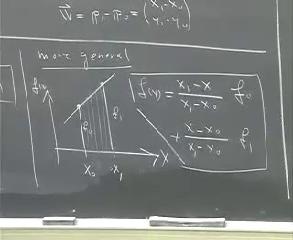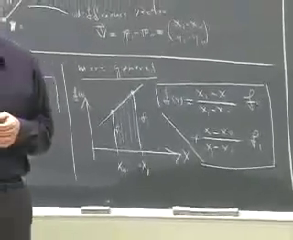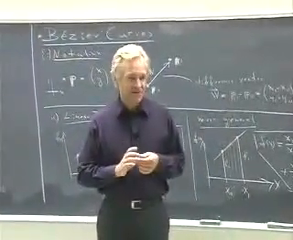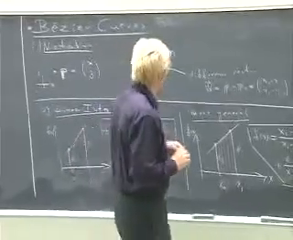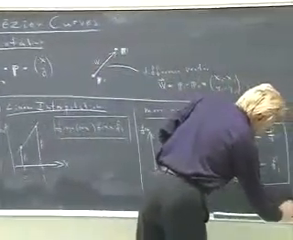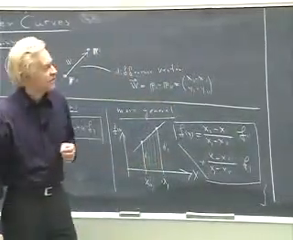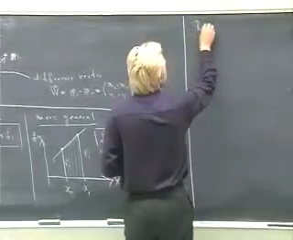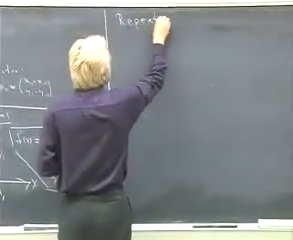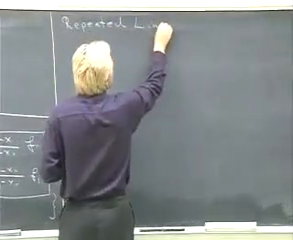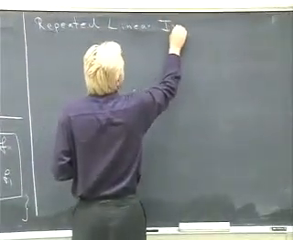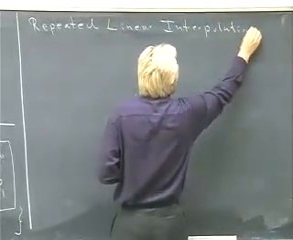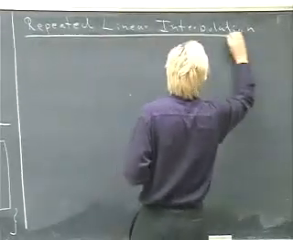Okay? So if I can interpolate with one line, I can also interpolate with multiple lines, right? We can do that. And that is the essential idea of Bezier curves and the so-called de Casteljau algorithm. And the whole concept is called repeated linear interpolation. Let's see, what do I mean by that?